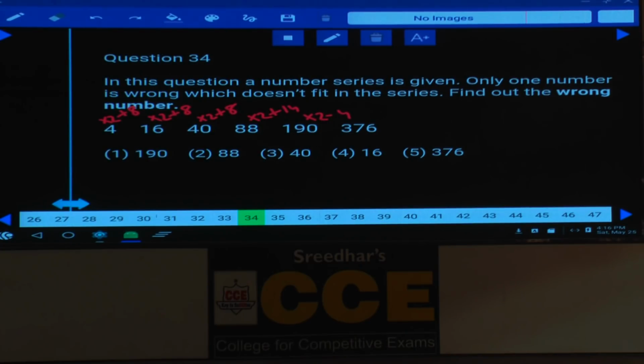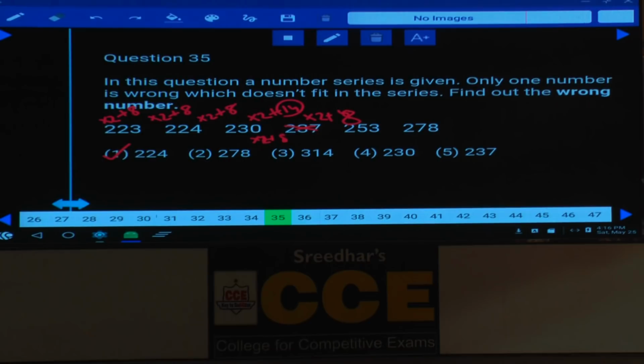Into 2 plus 8, into 2 plus 8, into 2 plus 8, here also it must be into 2 plus 8. 88 into 2 plus 8 is how much? 176 plus 8, that will be 184 should be the number. The wrong number is 190 and the correct number is 186. 186 into 2 plus 8, then you will get 376. So for 34, choice 1 is the answer. Into 2 plus 8 is constant.